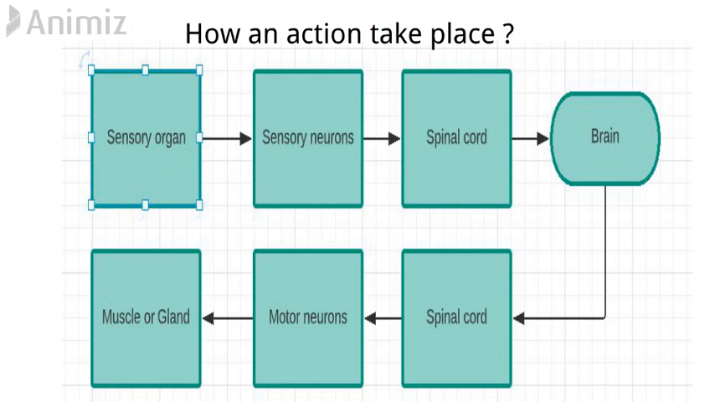Now we will see how an action takes place. Sensory organs sense the surroundings and give a signal to sensory neurons. Sensory neurons give the signal to the spinal cord. The spinal cord passes this signal to the brain. The brain interprets the response and gives a signal to the spinal cord. The spinal cord then sends impulses to motor neurons. And finally this interpreted response reaches the muscle or gland. The muscle or gland takes action.